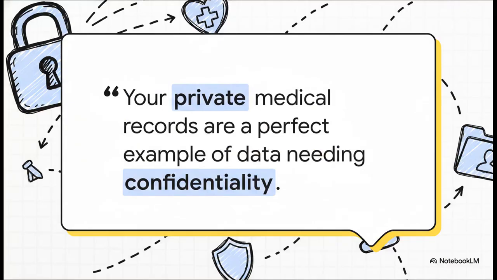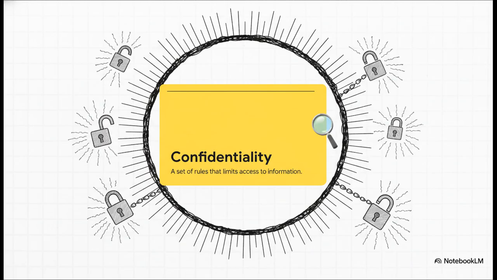This example just hits the nail on the head, right? Your private medical records are the perfect case. I mean, you would not want that information getting out to just anyone. That protection, that privacy, that's confidentiality in action. So, if we want to get technical, the official definition is that it's a set of rules that limits access. It's all about putting really strict controls on who is even allowed to look at sensitive data.